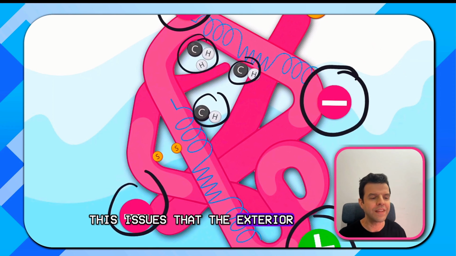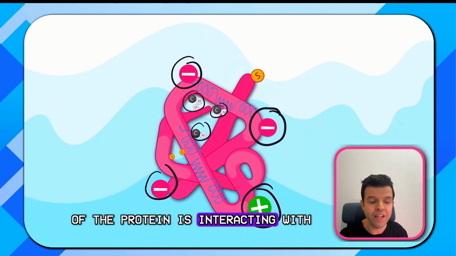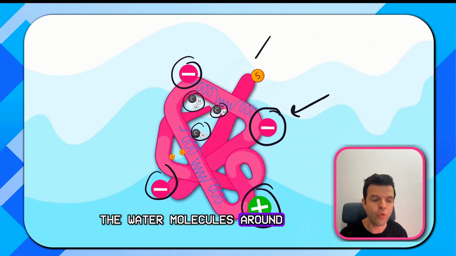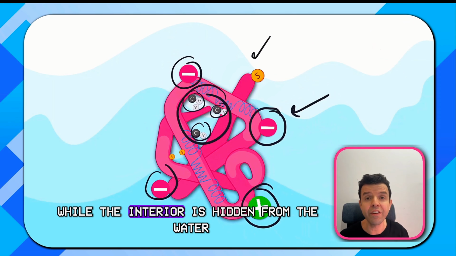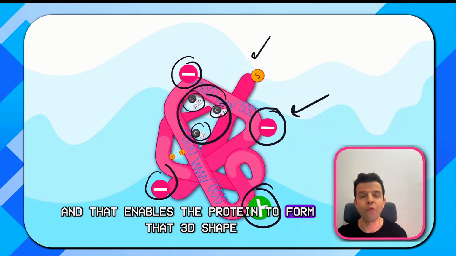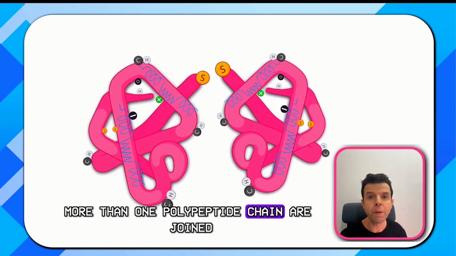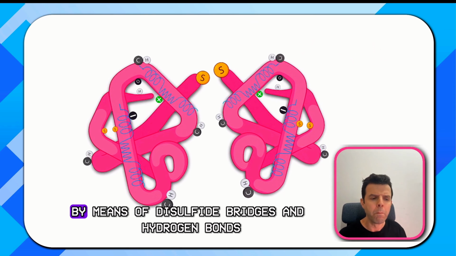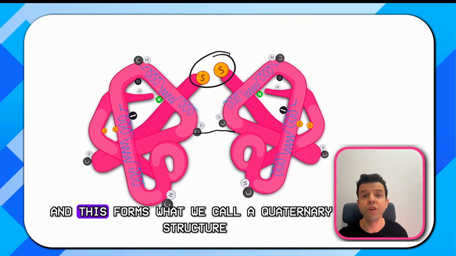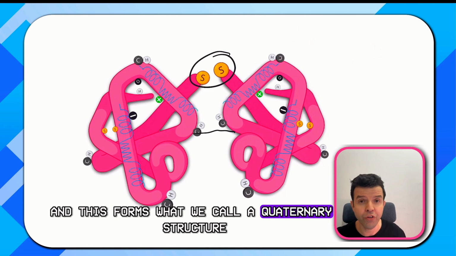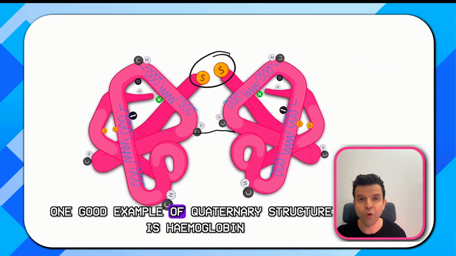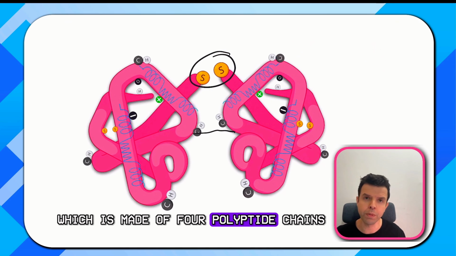This ensures that the exterior of the protein is interacting with the water molecules around, while the interior is hidden from the water. And that enables the protein to form that 3D shape. In many cases, more than one polypeptide chain is joined by means of disulfide bridges and hydrogen bonds, and this forms what we call a quaternary structure. One good example of quaternary structure is hemoglobin, which is made of 4 polypeptide chains.